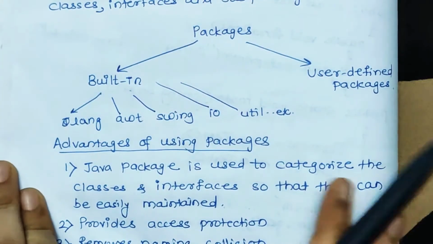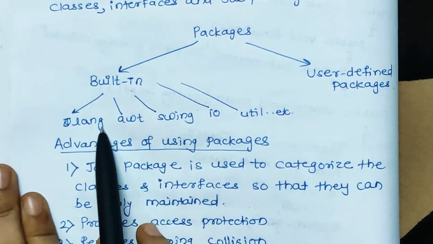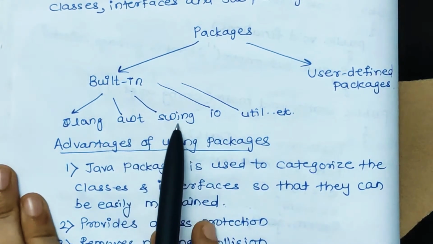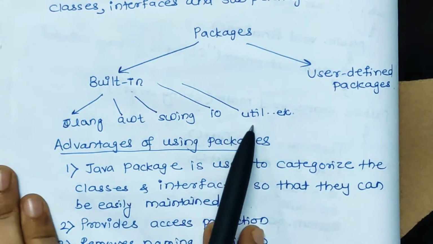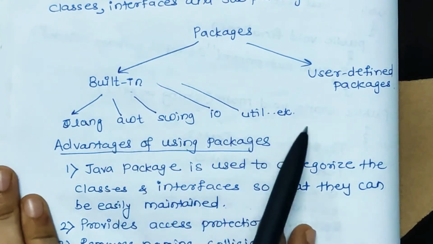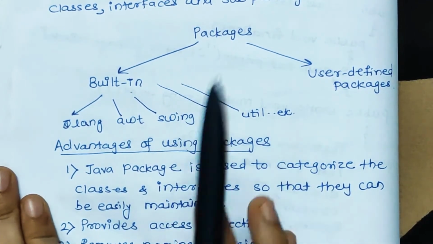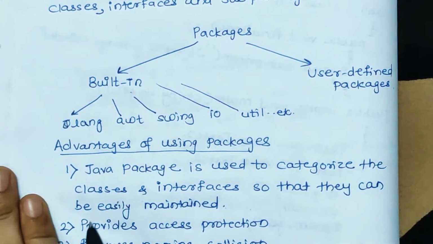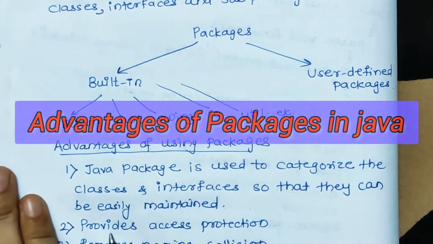So built-in packages are classified as the lang package, AWT package, then swing package, IO package, util package and so on. There are a number of packages provided by Java. Now we will see what the advantages of using packages are.